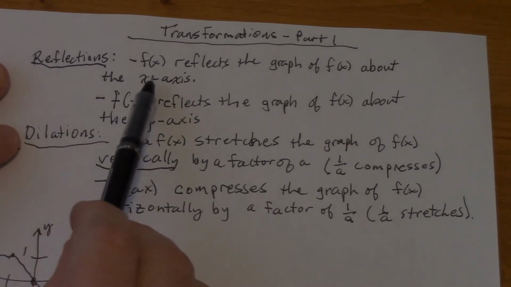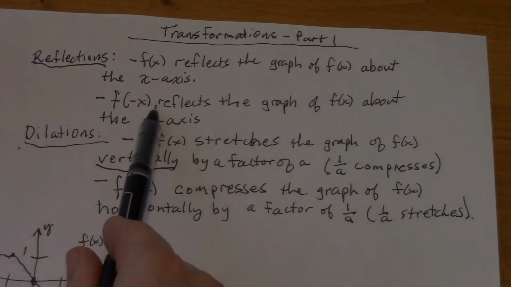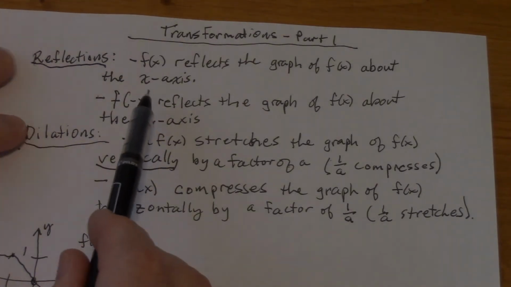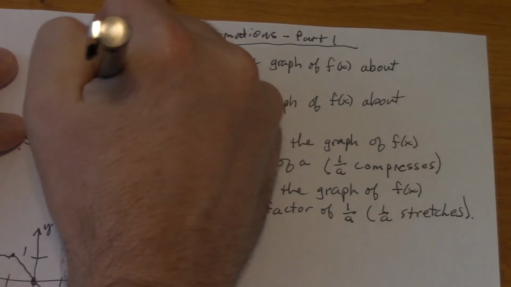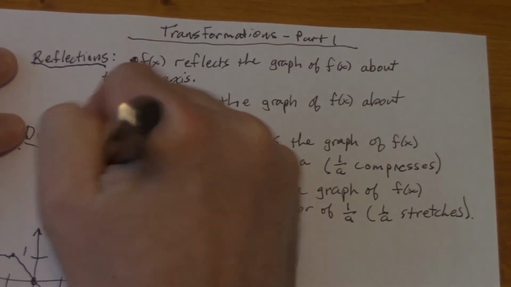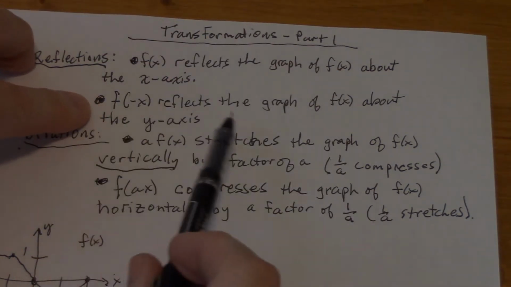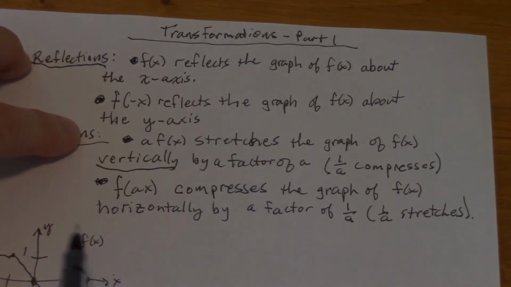So minus f of x reflects the graph of f of x about the x-axis. So it flips it vertically. Okay? That should be a bullet point. Maybe I should make that really clear so you don't think that's a negative sign. f of negative x reflects the graph of f of x about the y-axis. So that's going to be your horizontal flip.